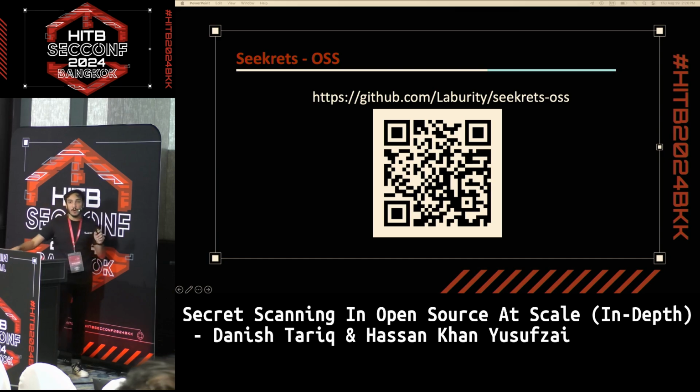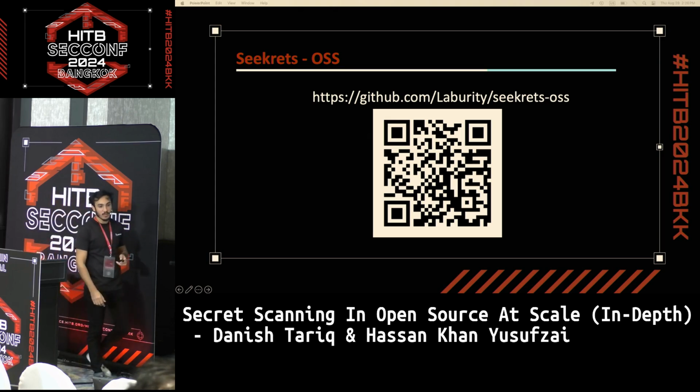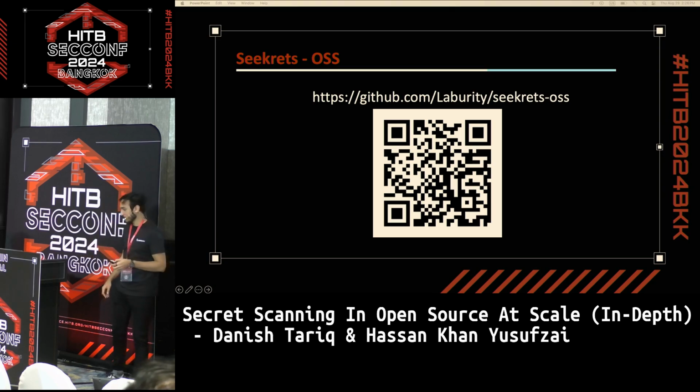So this part was just a very small chunk of what we have seen. It was only in WordPress plugins, and the major chunk, the one with the most secrets, is npm.js, and Danish will explain what we found there and how we did it. Danish, over to you.